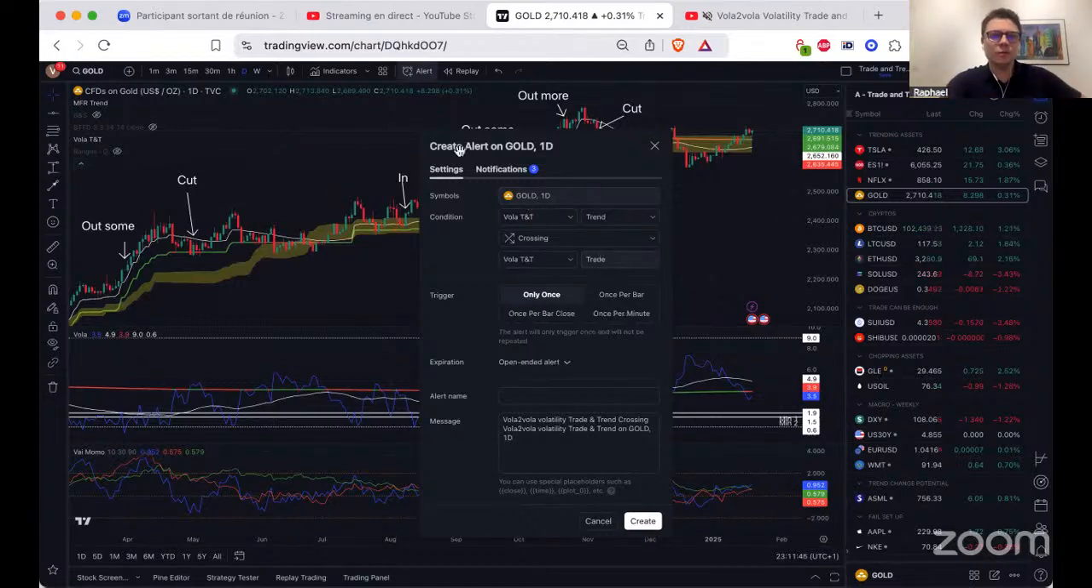So again, you go to create alert, you select condition Vola TNT, trade, crossing, volatility trade, TNT, trade. So when they cross, you will get an alert. If you don't want the trouble of monitoring the chart, you have a selected number of stocks that you selected the way I told you to select, because they are very good trending assets. You set up this alert, and when they cross, okay, let's have a look.